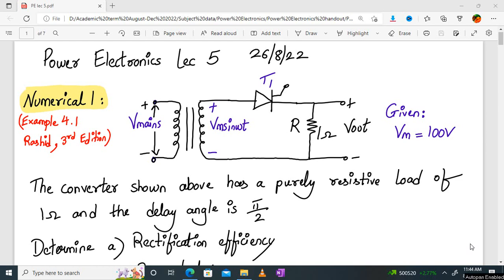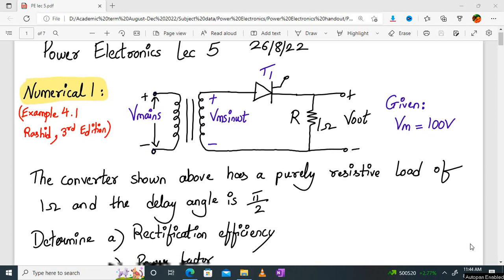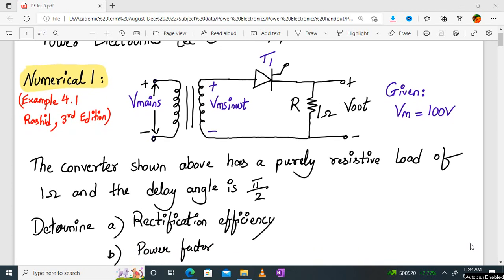In power electronics lecture number 5, we'll start with numerical number 1. In this numerical, a converter is shown. Now what is this converter? We have to identify. Let's say, what is at the input side? V mains, so that's an AC. At the output side, it's a converter involving a transformer and a half wave rectifier, right? So it's an AC to DC converter.